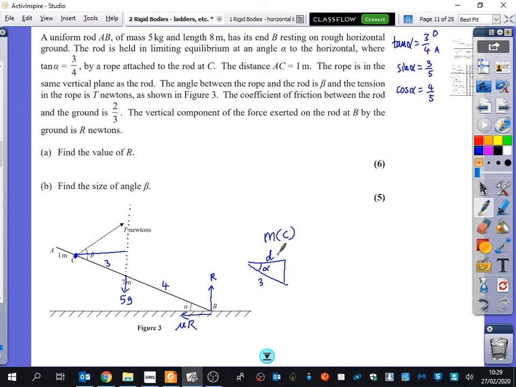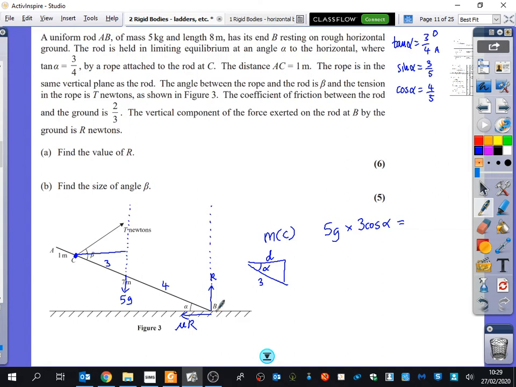3 cos alpha for this distance. So when we take moments about C, we're going to have 5G, which is the force, multiplied by 3 cos alpha, which is the perpendicular distance for it. We're then going to have to do this one.